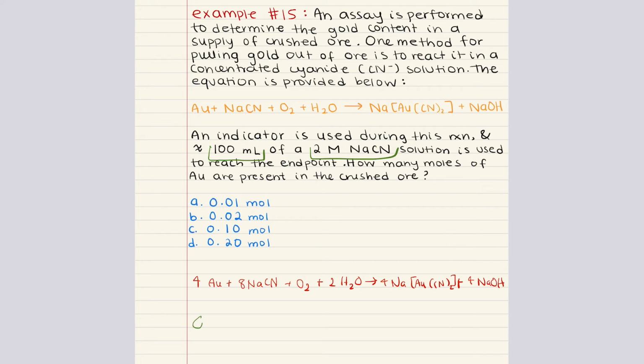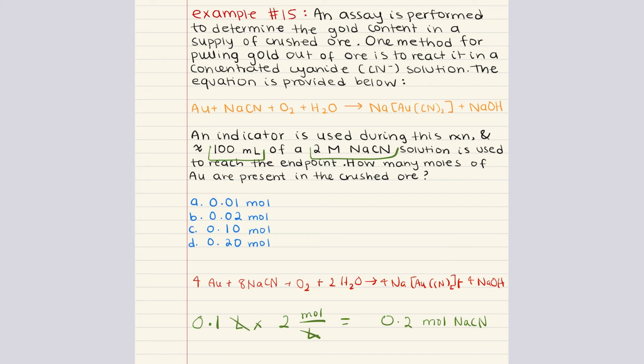What we're going to have to do is multiply the volume, which we're going to convert to liters, 0.1 liters, and we're going to multiply this by the molarity, which is 2 moles per liter. Notice that the units of liter cancel out, and what we're going to be left with in terms of units is mole. 0.1 times 2 is equal to 0.2 moles of sodium cyanide.